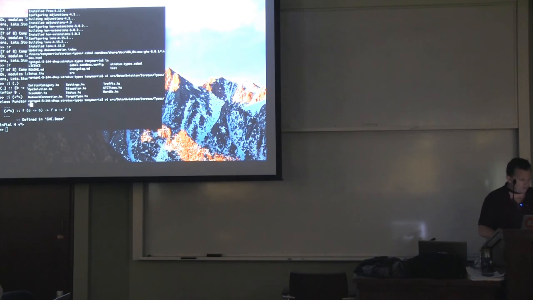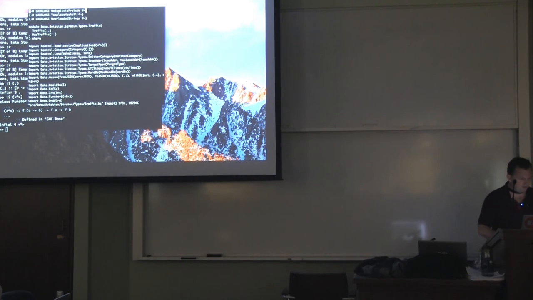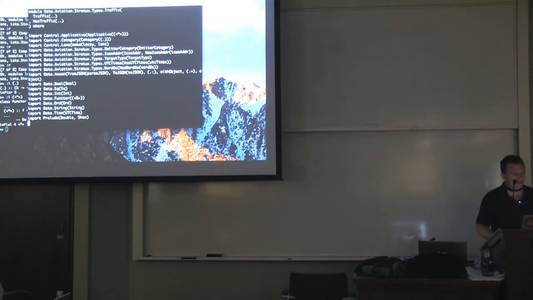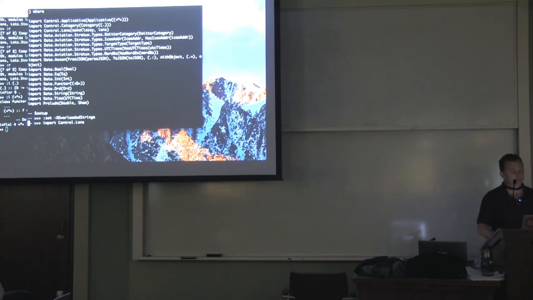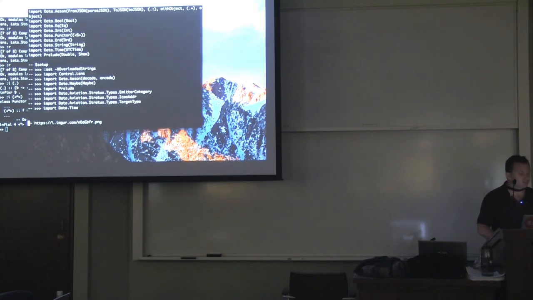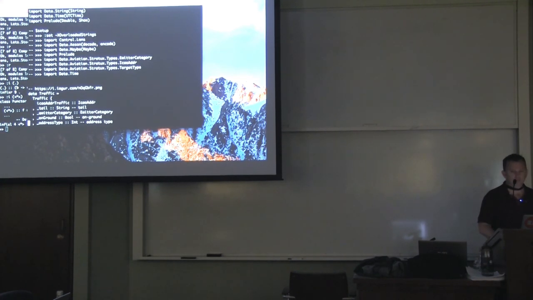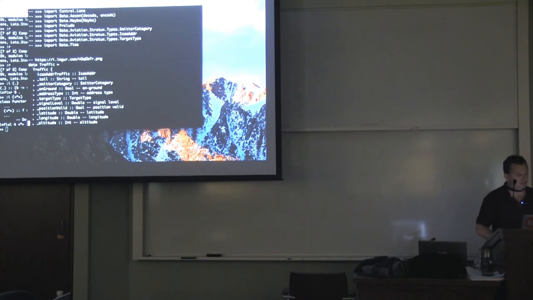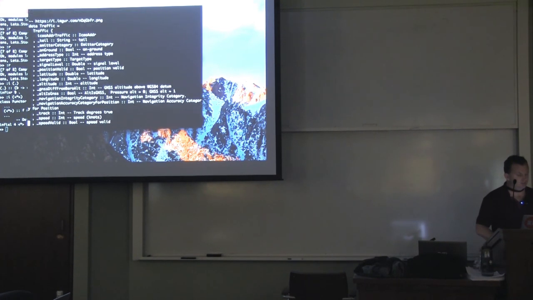I believe it's the traffic data type. So I guess what I'm getting at is this is kind of real world code. This is the sort of thing I really do write, as opposed to course material. So here we see the record data type. Things like, is that right? Yeah, so the latitude, longitude, its altitude, and so on.